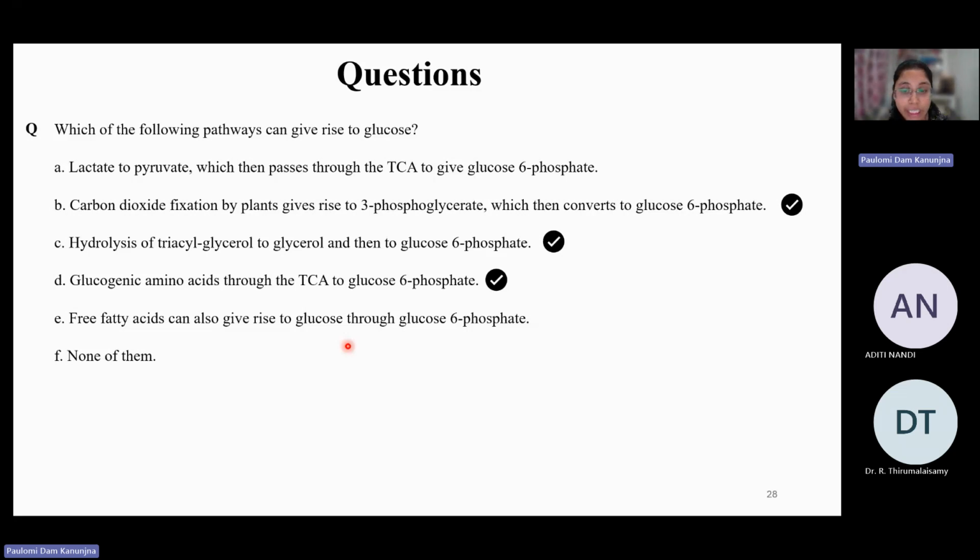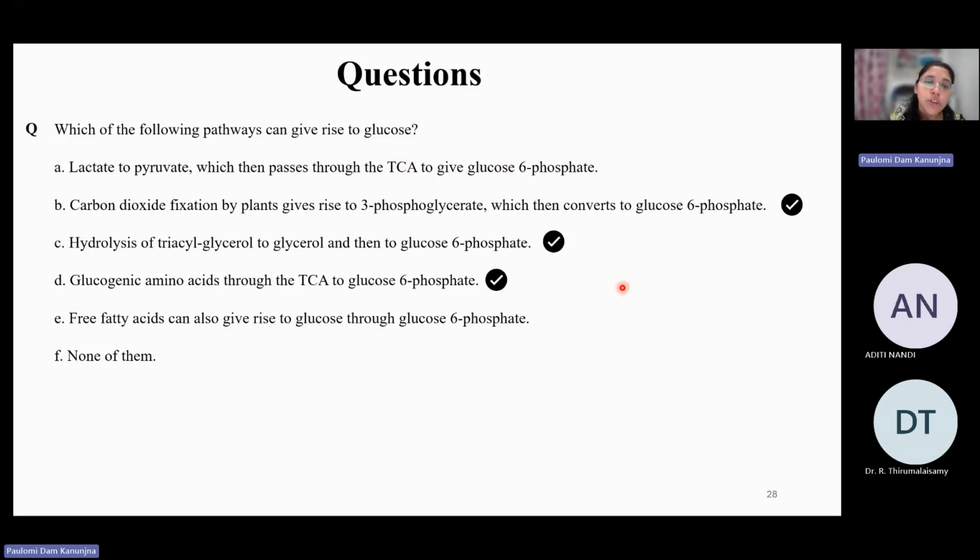And last, someone wrote E also, that E is incorrect. And that's because free fatty acids cannot be converted to glucose. If your fatty acid gets oxidized, it forms acetyl coenzyme A, and acetyl coenzyme A again enters the TCA cycle. TCA gives carbon dioxide and water and ATP. So fatty acid gives you acetyl coenzyme A. That's why you cannot have glucose.